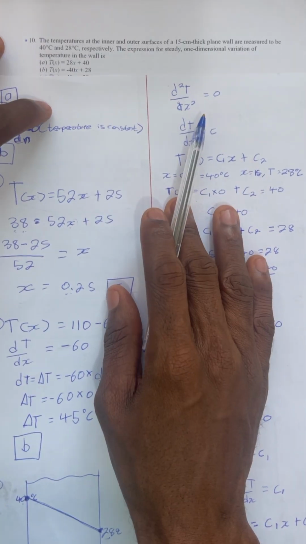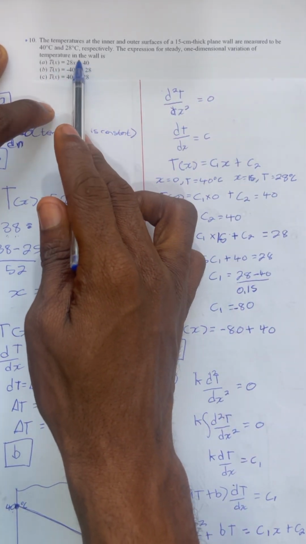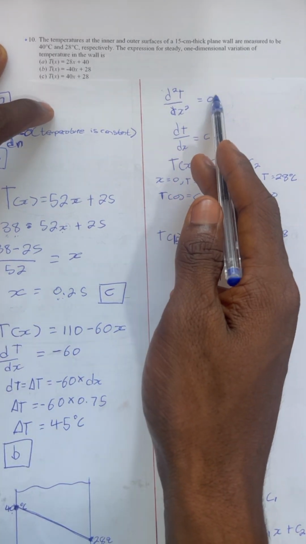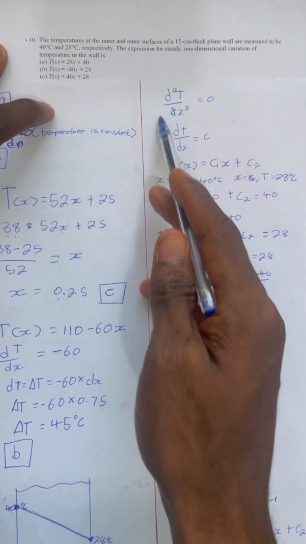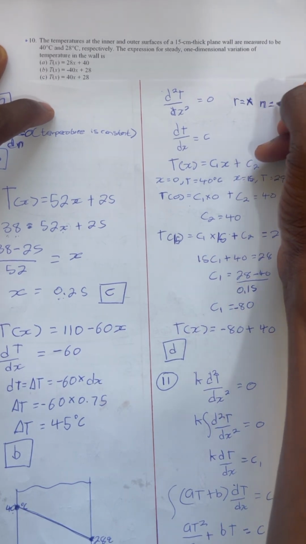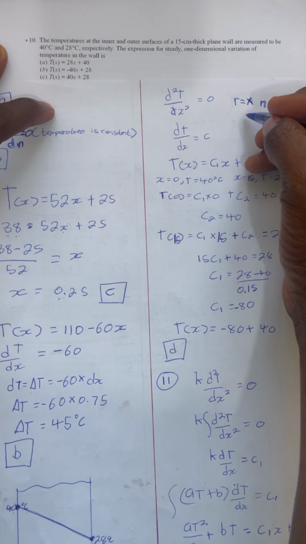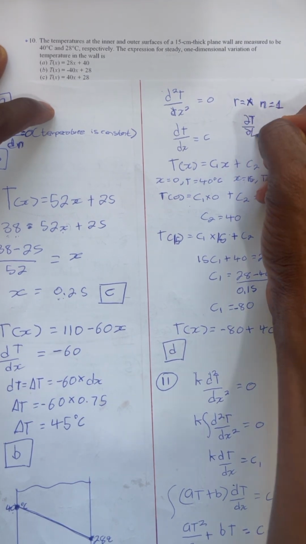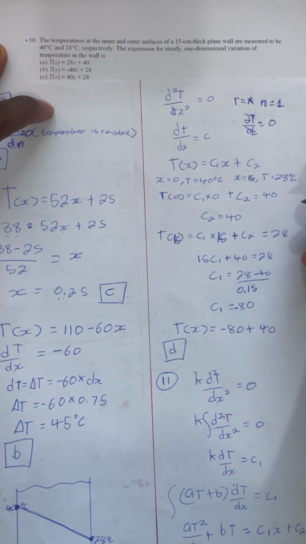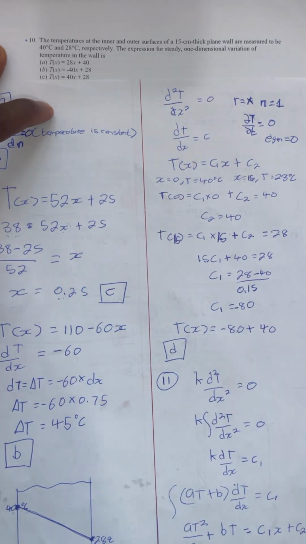So we know for steady one-dimensional variation of temperatures in a wall, we use this equation. This equation was derived from the general equation. So for plane wall, r is equal to x and n is equal to 1. So you put this in the general equation. Then because it's steady, the change in temperature over time is 0, so that part will go to 0. Then the heat generation part, E dot gen, will be equal to 0. So it will be left with this equation over here.